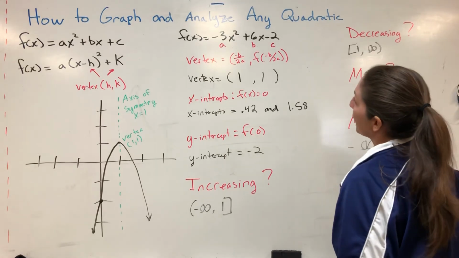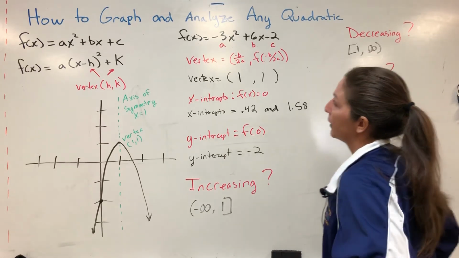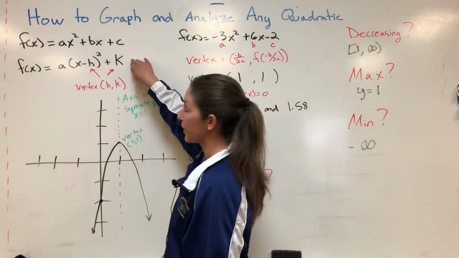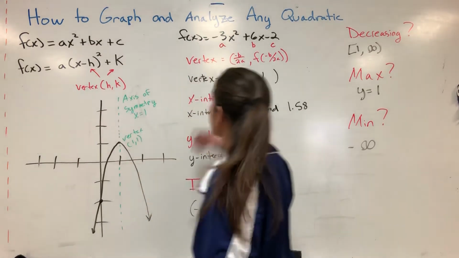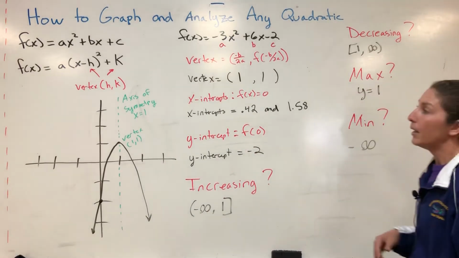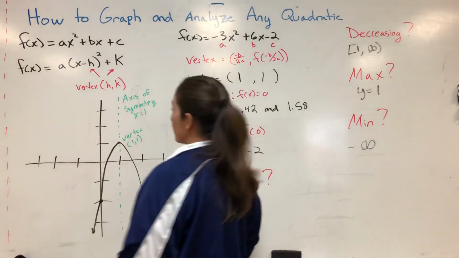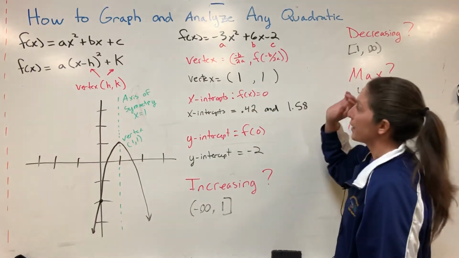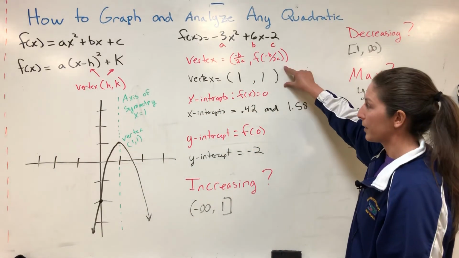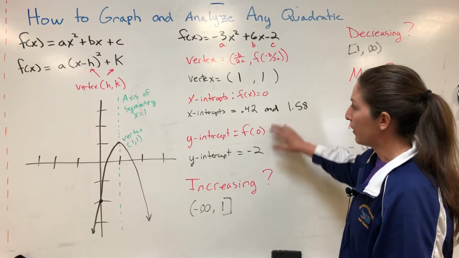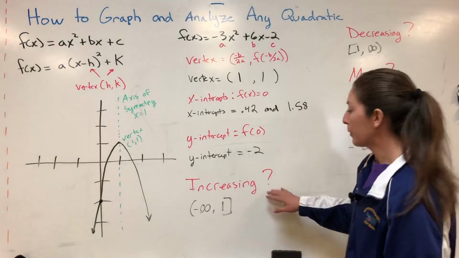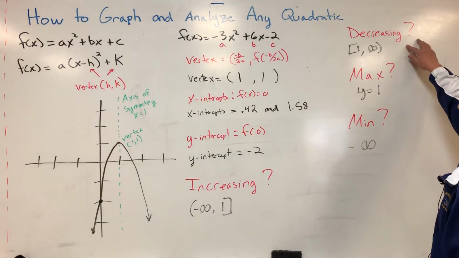So, how to graph and analyze any quadratic. You'll get a quadratic in either of these forms. If you get your form in this way, congratulations, you can pick out your vertex and then go the rest of your way. If you get it as a trinomial, then pick out your a, b, and c, find your vertex, find your x-intercepts, find your y-intercept. At that point, create your graph. Where is it increasing? Where is it decreasing?